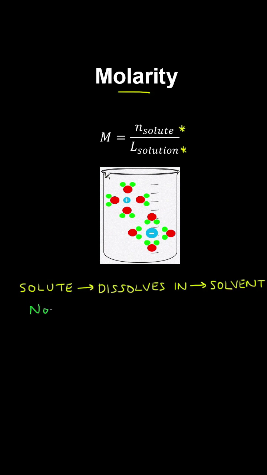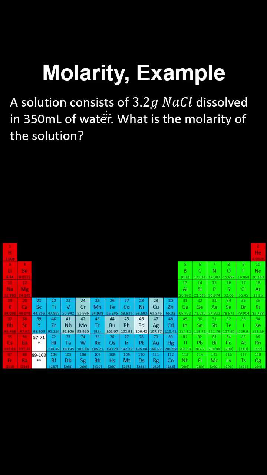So for example, sodium chloride in the solid phase dissolves in water, which is H2O in the liquid phase. A solution consists of 3.2 grams of sodium chloride dissolved in 350 ml of water. What is the molarity of the solution?